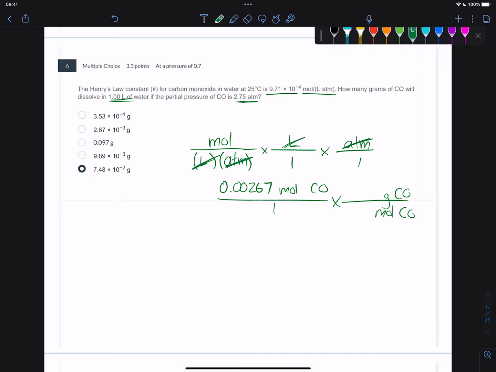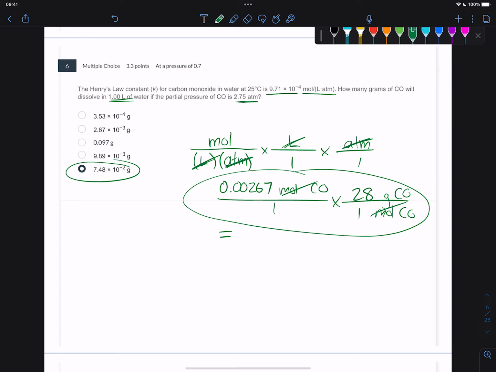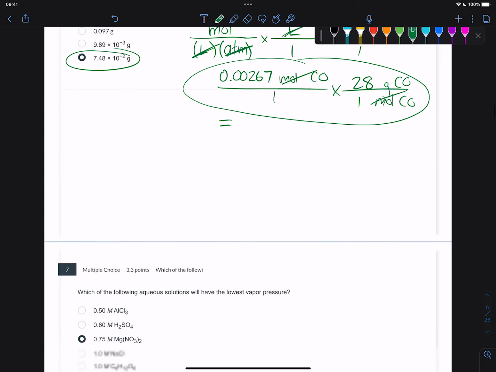Now, of course, we can convert our moles of carbon monoxide into grams of carbon monoxide, which is what it's asking for, by just recognizing that the molar mass of carbon monoxide is 12 plus, like, 16? What did I multiply? Yeah, 28. And then that gives you your answer. All I did here was convert moles into grams for carbon monoxide.